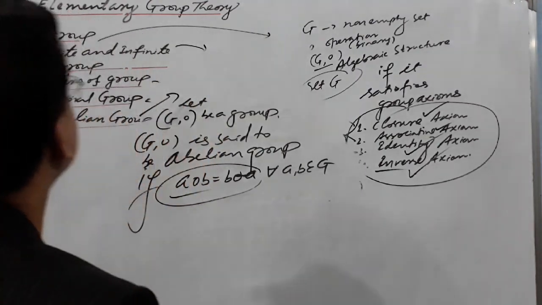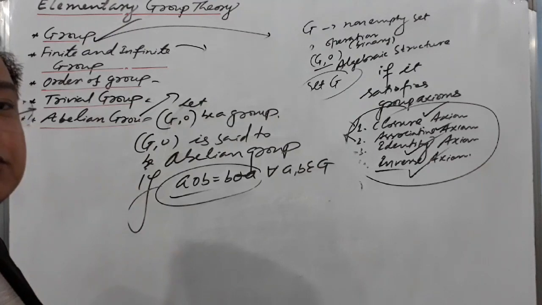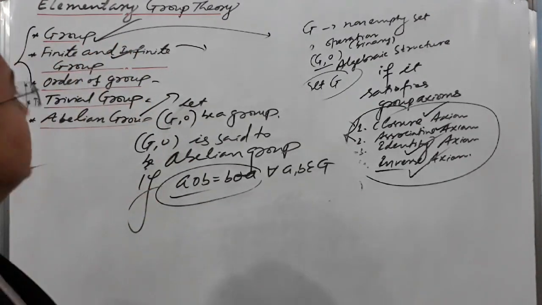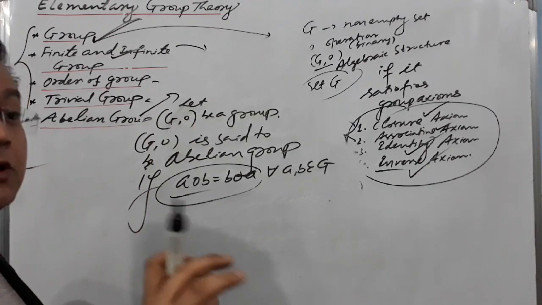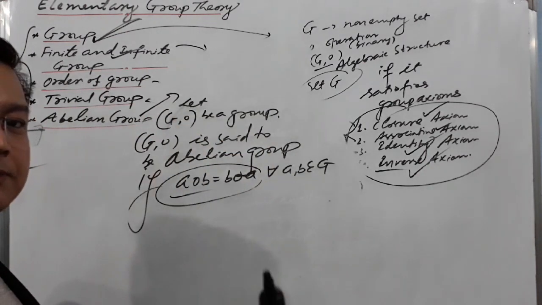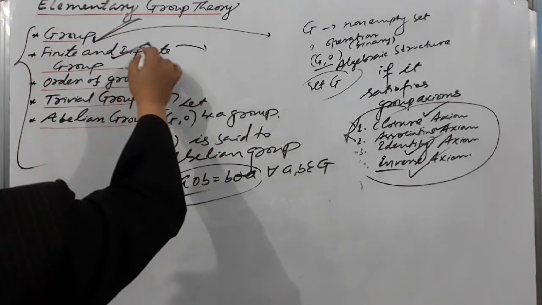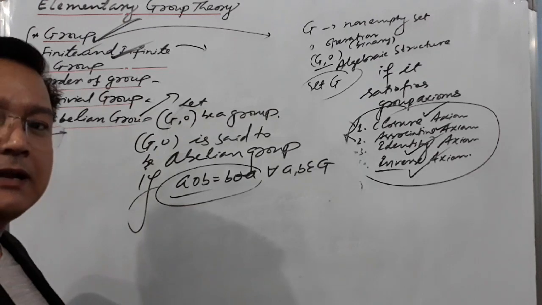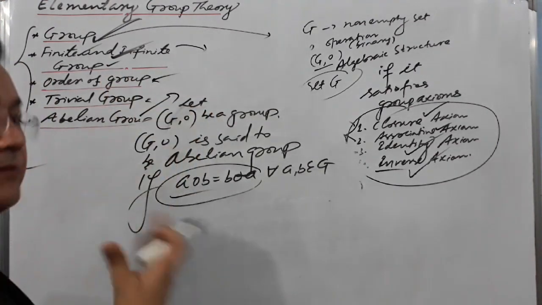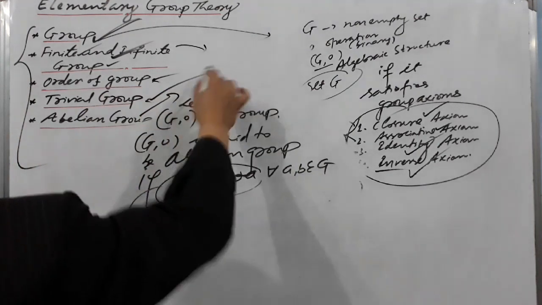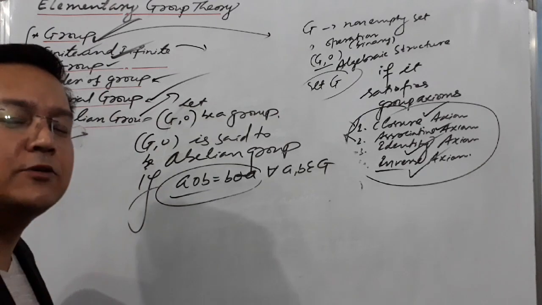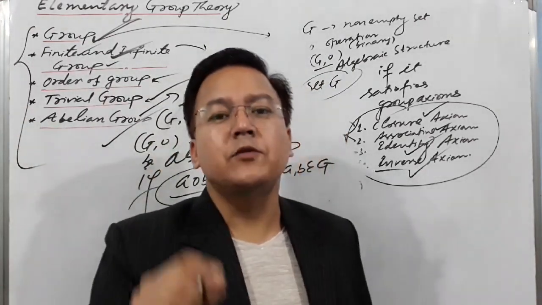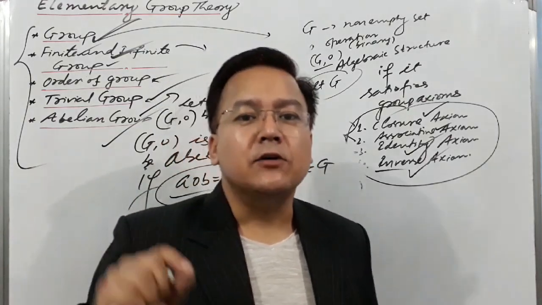I think now you understood all these things. Let's summarize. A set with an operation forms a group when it satisfies four axioms, known as the group axioms: closure, associative, identity, and inverse. If a group has finite elements, then the group is said to be a finite group, and if a group has infinite elements, it is called an infinite group. The number of elements of the group is known as the order of the group. A group is said to be a trivial group if it has only one element. And if a group satisfies the commutative property, then we can say the group is an abelian group.